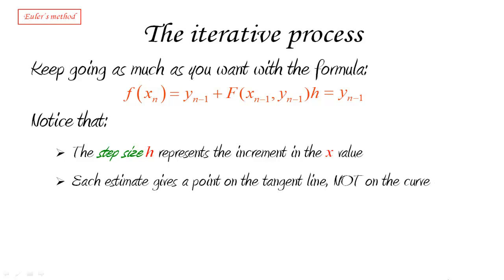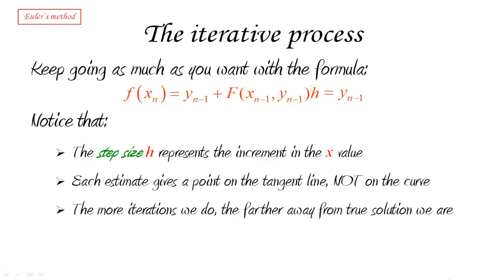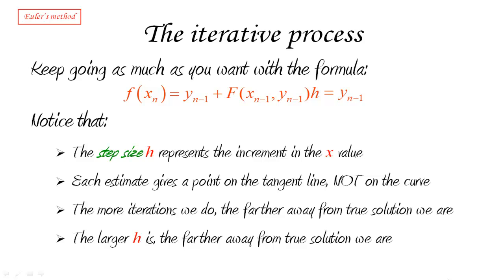Now each estimate gives a point on the tangent line, not on the curve. And once again, just to repeat, because this is a very important point, at each step we're actually changing the curve. So we're approximating the curve itself. That means that the more iterations we do, the further away we are going to go from the true solution. So when we're applying this method, we want to make sure that we don't use too many points, just as many as we need in order to get whatever information we need from the ODE.